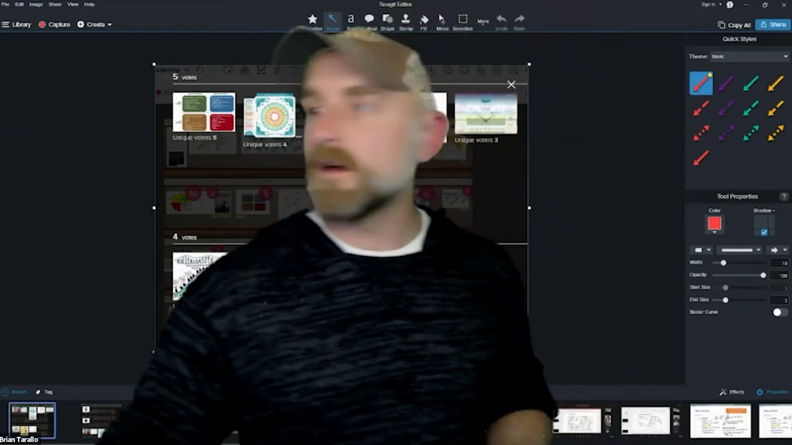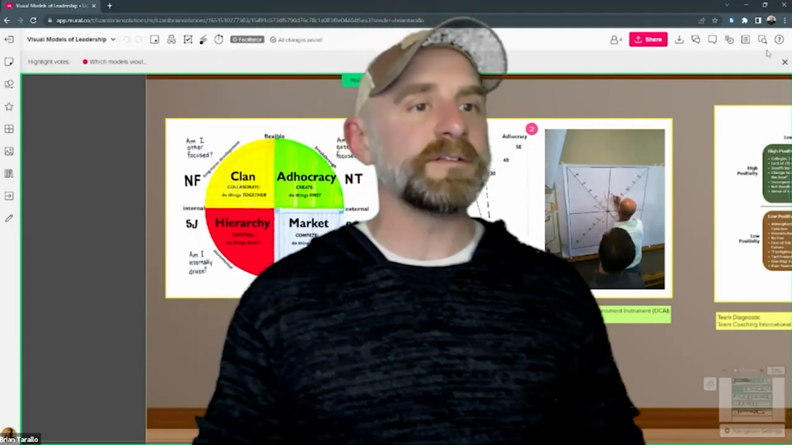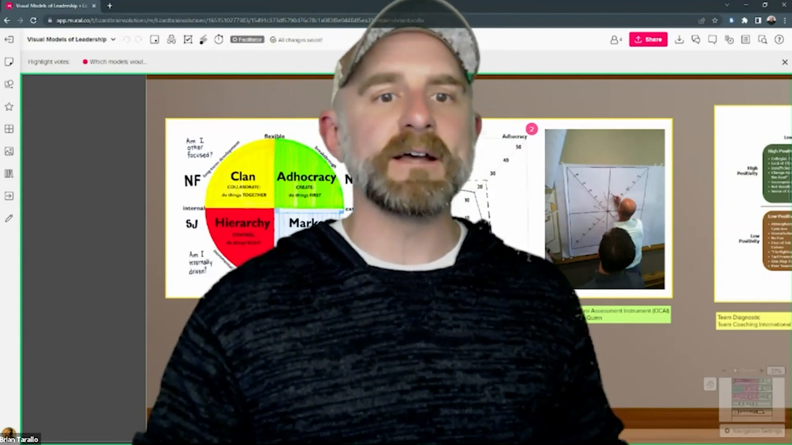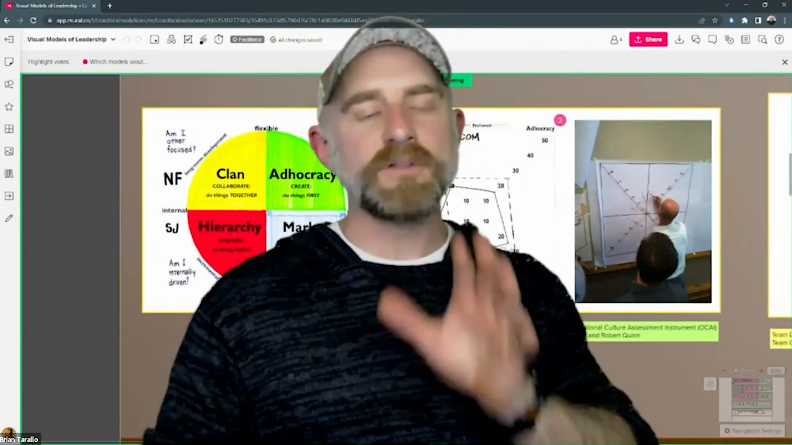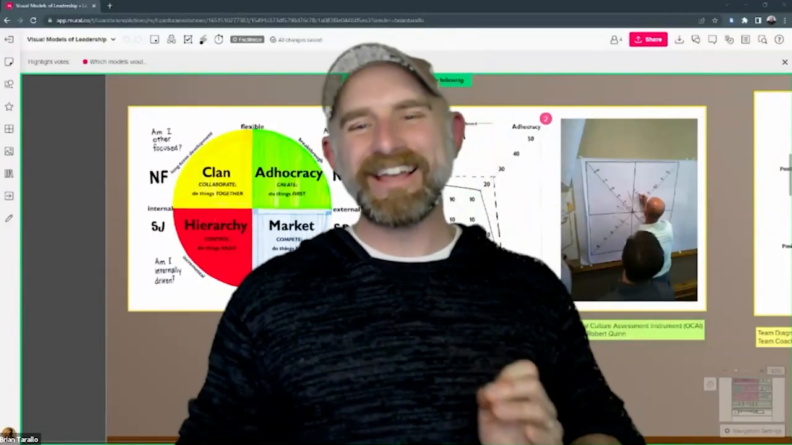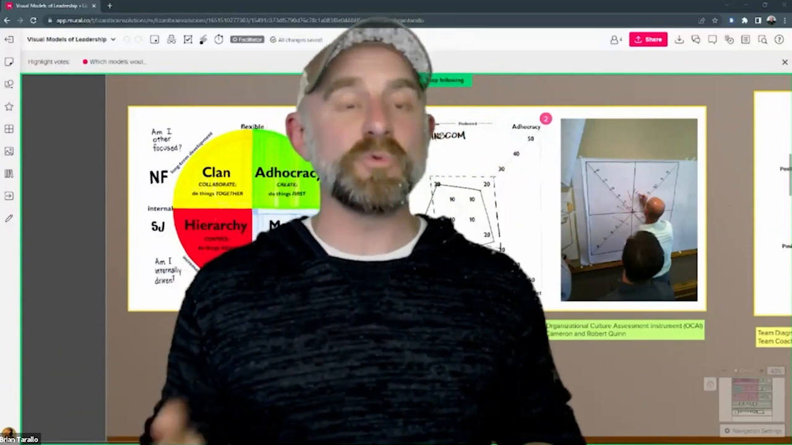There's a ton of leadership development models out there. This one is unique because it is actually for an organization. First of all, it's based on what's called the competing values framework, which is work that was pulled together by Kim Cameron and Robert Quinn. The book, The Competing Values, is definitely worth a read.